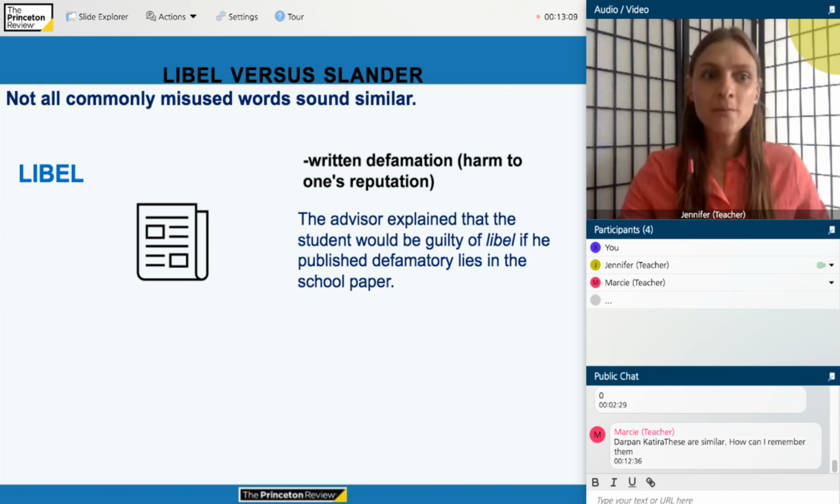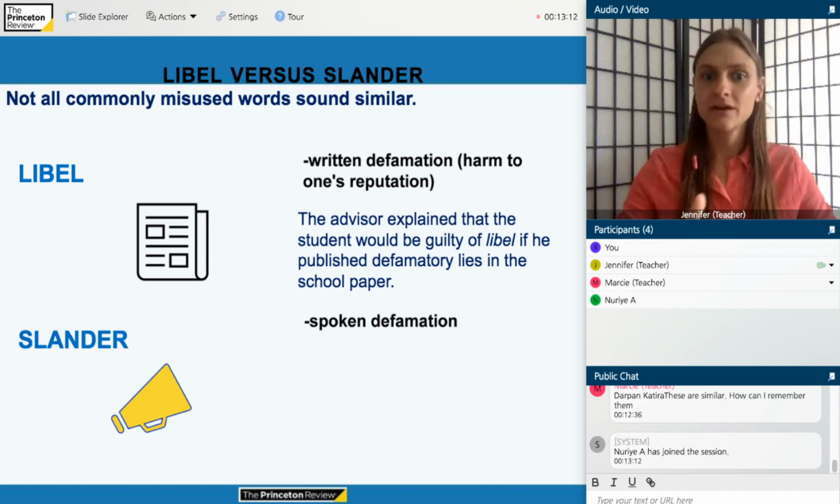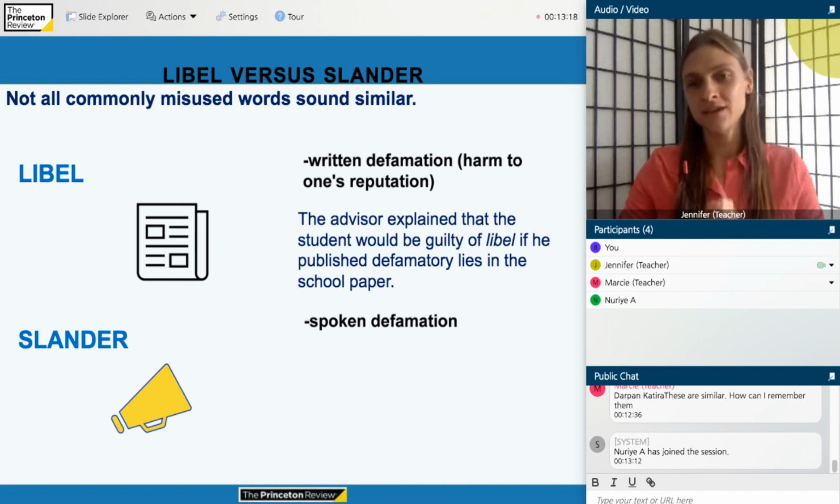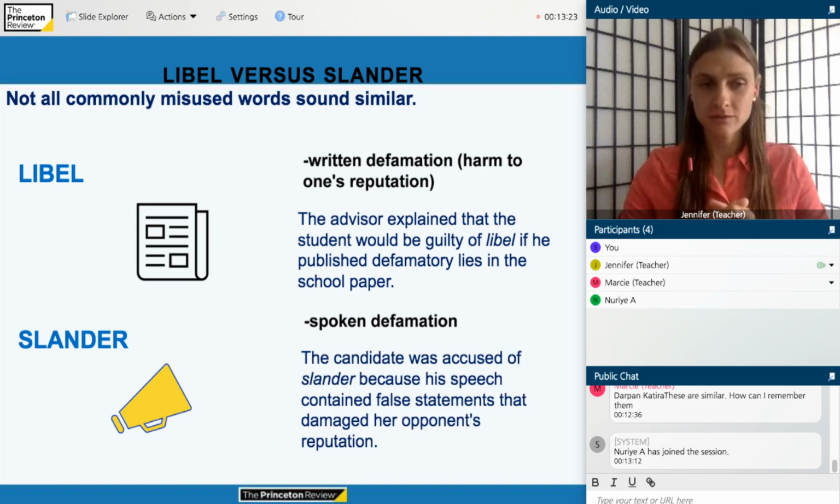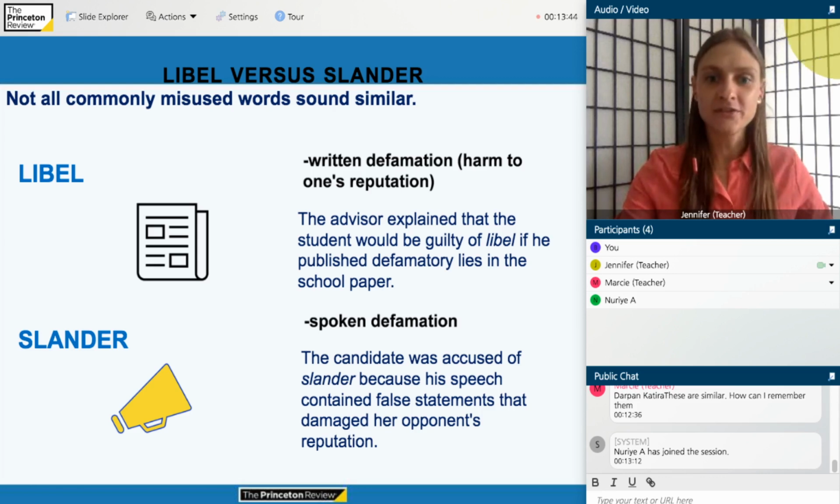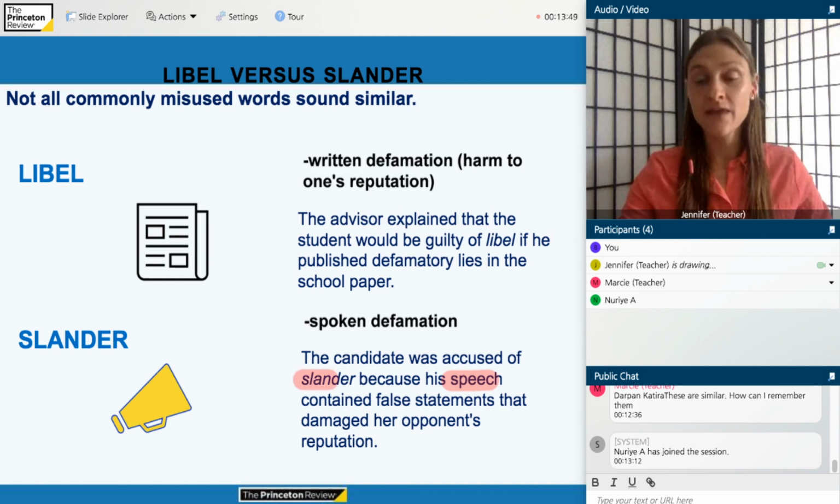So we saw libel, and now we see slander. The difference here is that now we have spoken defamation, and again, harm to one's reputation. So one is written and one is spoken. Our example for slander is: the candidate was accused of slander because his speech contained false statements that damaged, oh goodness, there's a typo here, her opponent's reputation. So the gender of the pronouns disagrees here, but we'll say his and his, or her and her. What we want to focus on is that the speech is spoken, and that's our slander.